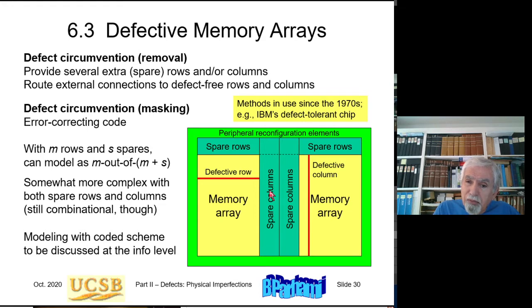Now, if you have spare columns as well, then if you have a failed column, you can replace it with this column. Notice that if the entire column has failed, every cell in this column, then spare rows will not be of much use, because you only have a small number of spare rows, and here you may have a large number of defective cells. So spare columns are actually useful, because defects that are clustered along the column are more readily circumvented with spare columns. If defects are clustered along the row, then they are more readily circumvented by using spare rows.